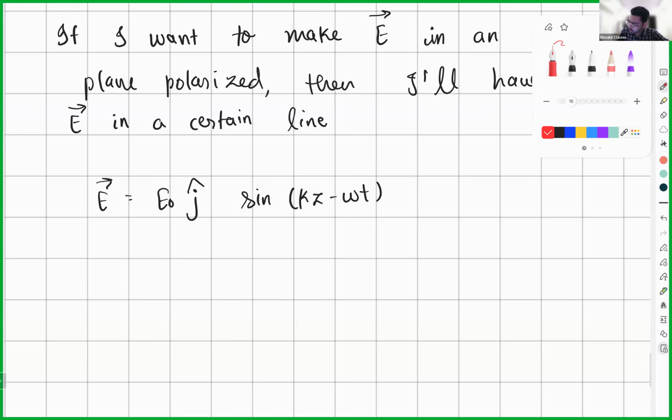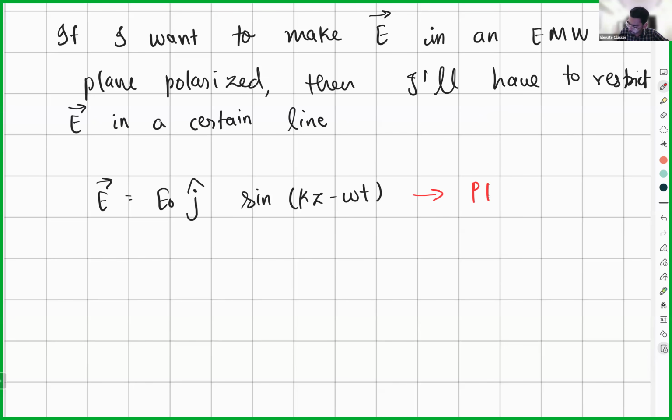So this represents a plane polarized light or linearly polarized light, LPL, having electric field oscillating along the y-axis.